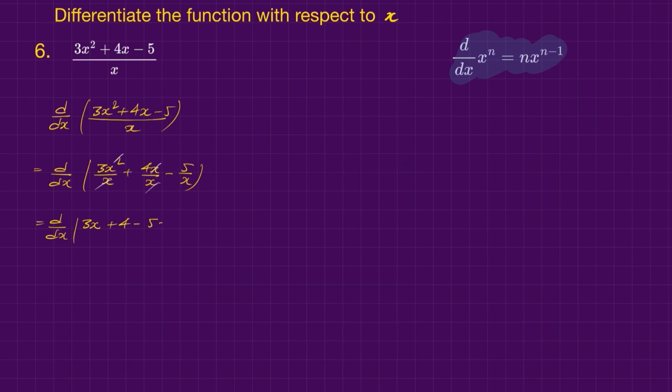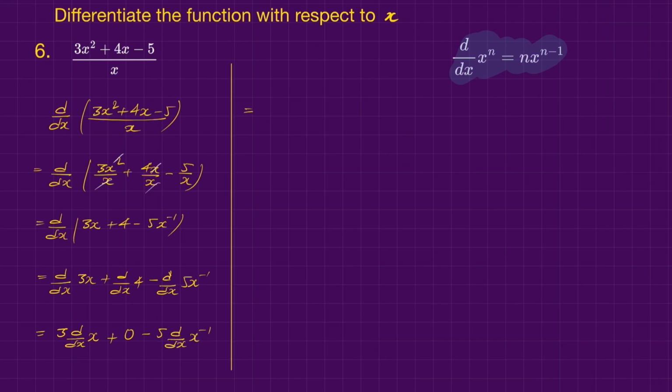and 1 over x can be written as x to the power minus 1. So now let us distribute. It will be d/dx of 3x plus d/dx of 4 minus d/dx of 5x to the power minus 1. So it will be equal to, so 3 is a constant, so I can write 3 in front. So it will be 3 d/dx of x plus this portion will be 0 as there is constant only, okay, minus 5 is constant, 5 d/dx of x to the power minus 1.